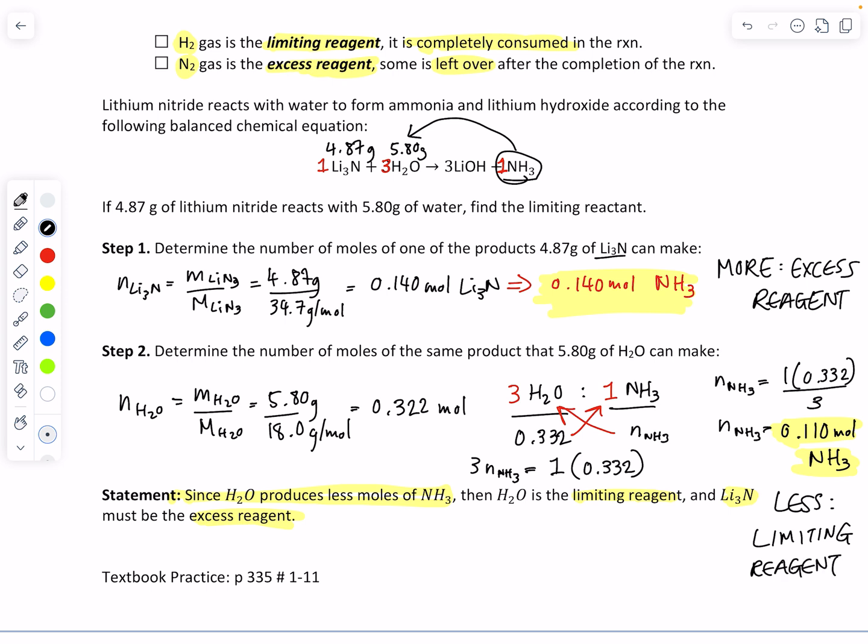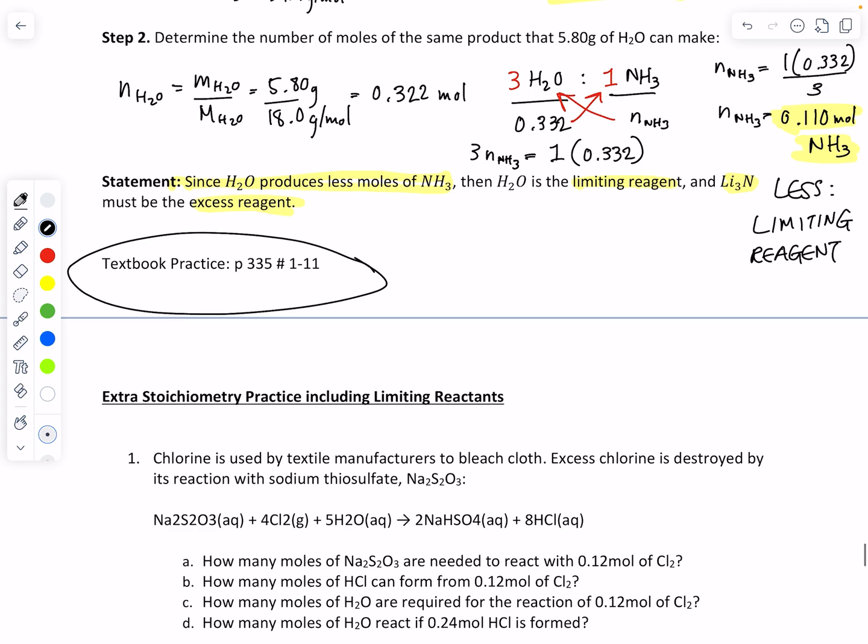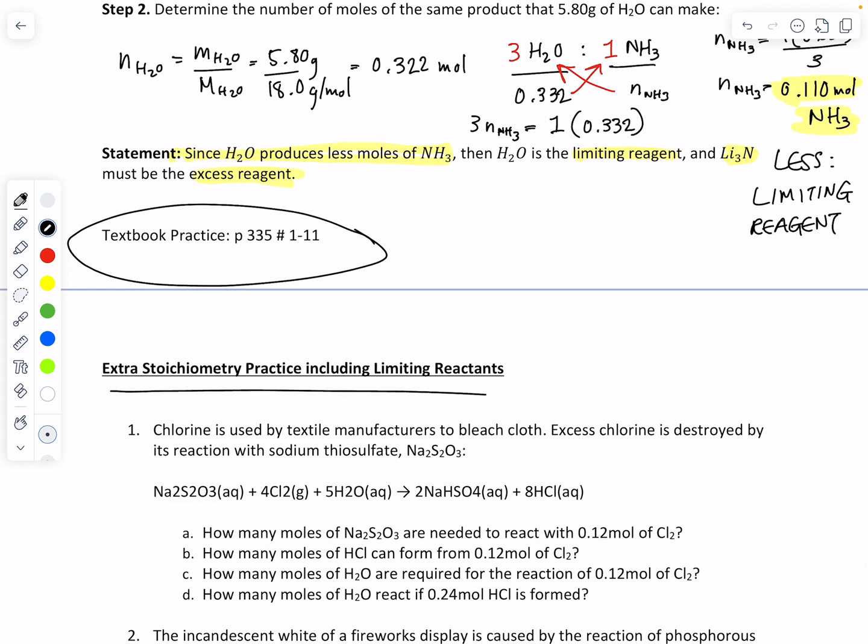Please try the textbook practice problems. Don't forget to read this section. As well, you can try these extra stoichiometry practice problems, including limiting reactions, and any LMS videos that are assigned.